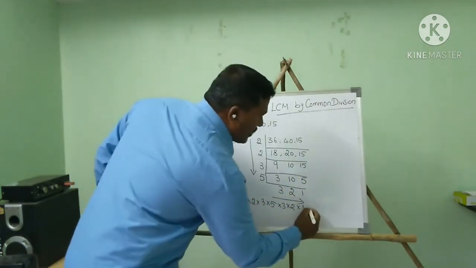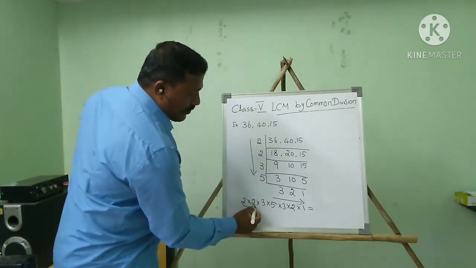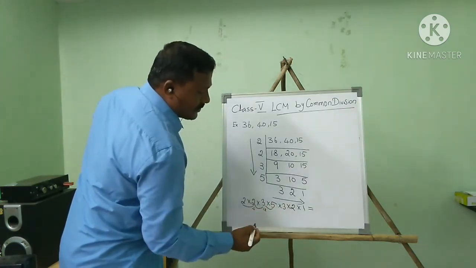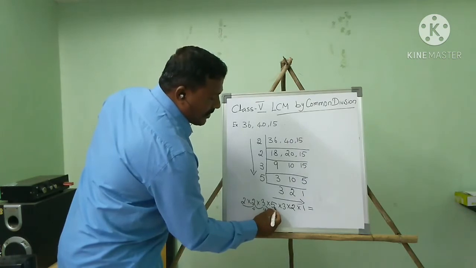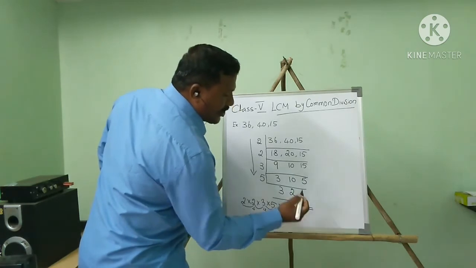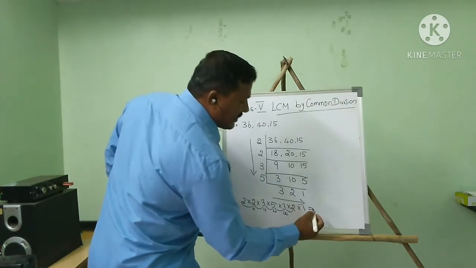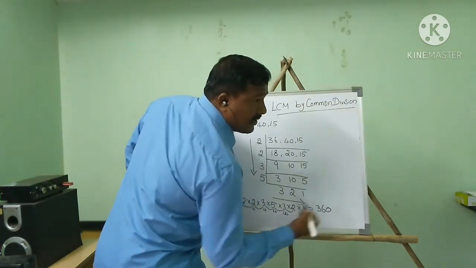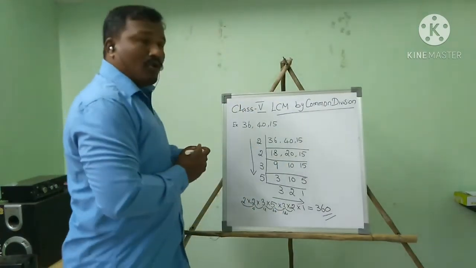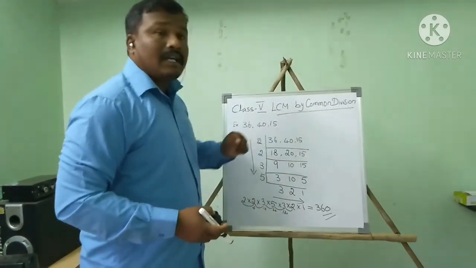Okay. If you multiply all these numbers, 2 2's are 4. 4 3's are 12. 12 5's are 60. 60 3's are 180. 180 into 2 is 360. 360 into 1 is 360. So 360 is the answer. This is the LCM, lowest common multiple of 36, 40 and 15 by using the common division method.